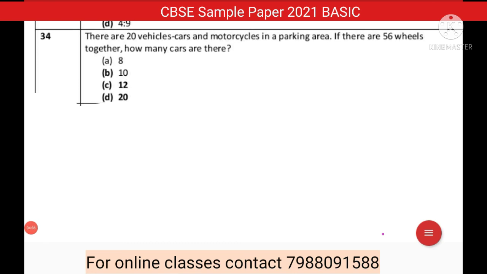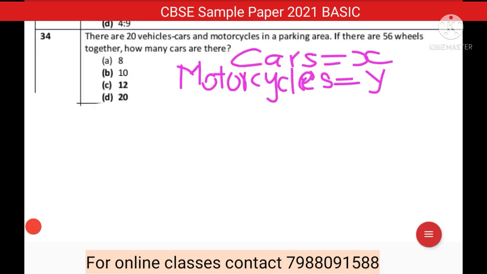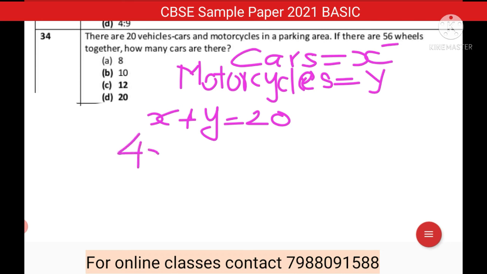Question number 34 is very interesting. It says there are 20 vehicles, cars and motorcycles, in a parking area, and total number of wheels is 56. So how many cars are there? So let us suppose that number of cars is X and number of motorcycles is Y. So first equation that we get is X plus Y is equal to 20 because total number of vehicles is 20. But number of wheels total is 56. So cars have 4 wheels, so I get 4x. But motorcycle has 2 wheels, so I get 2y. So my equation becomes 4x plus 2y is equal to 56.